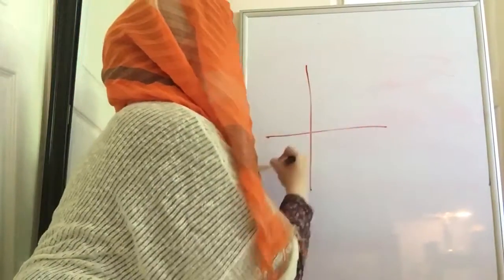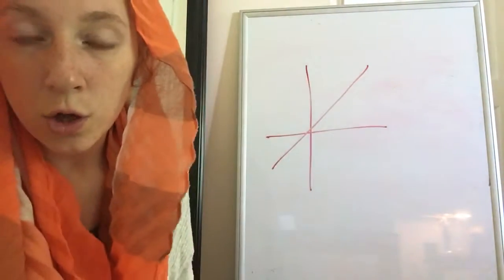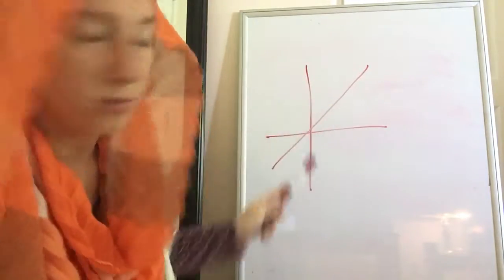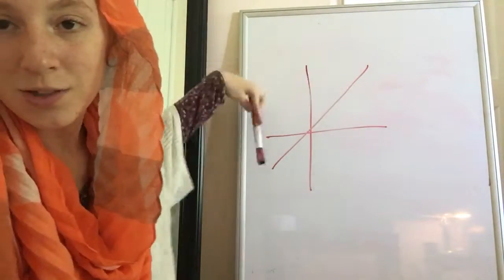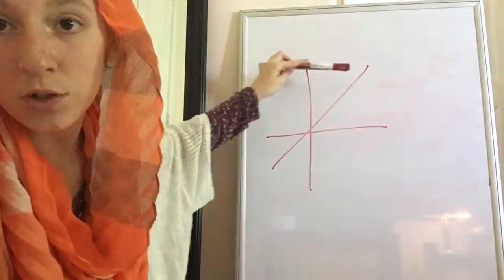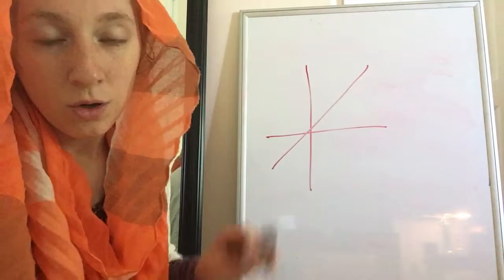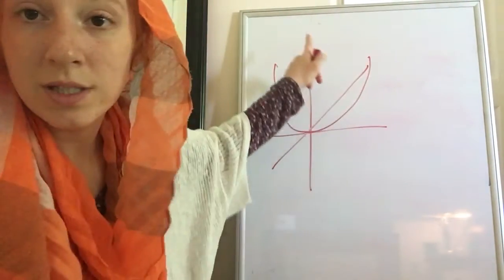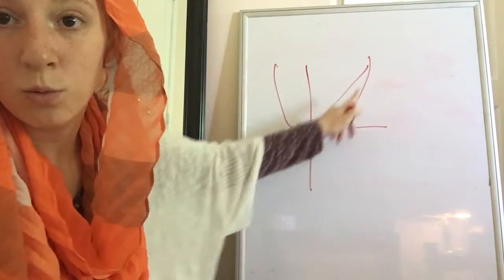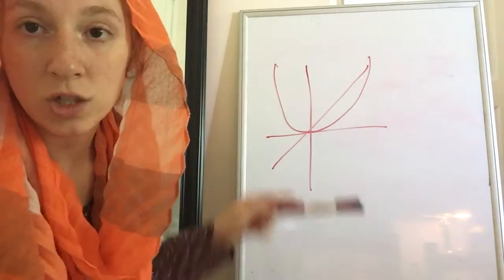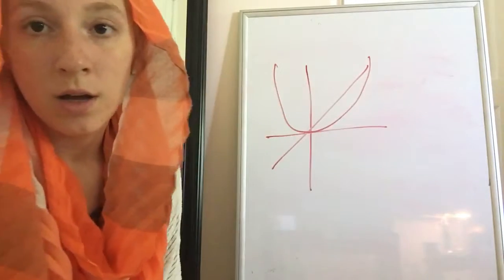When you have a linear function, the slope is constant at each point. That's why you have a straight line, because the slope at each point is the same. The change in y and x is the same at each point. But if you have a curved line, the slope is different at each point. You can see it's more steep here and less steep here. So that means the rate of change is different at each point.